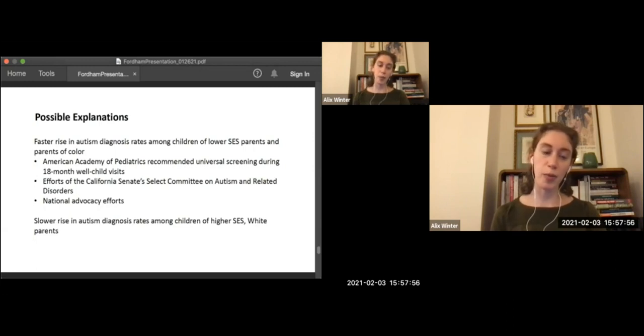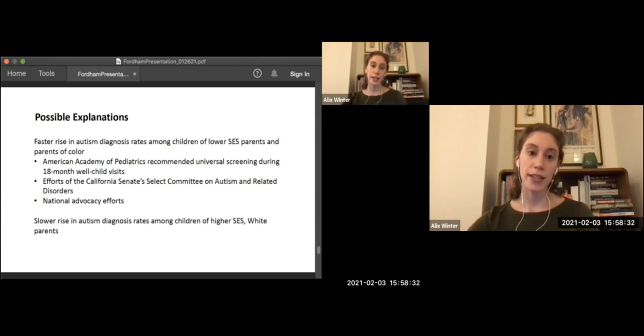I talked earlier about the importance of access to knowledge and resources for obtaining an autism diagnosis, and there have been multiple efforts in recent years to increase awareness of autism and access to diagnostic services. I mentioned the American Academy of Pediatrics recommendation for universal screening. A committee within California's state Senate has worked toward improving linguistic and cultural competency at the DDS. And autism generally has very strong advocacy within the United States. So all of these efforts have likely contributed to the faster increase in autism diagnoses among children of lower SES parents and parents of color, and in turn help to broaden access to services for these populations.